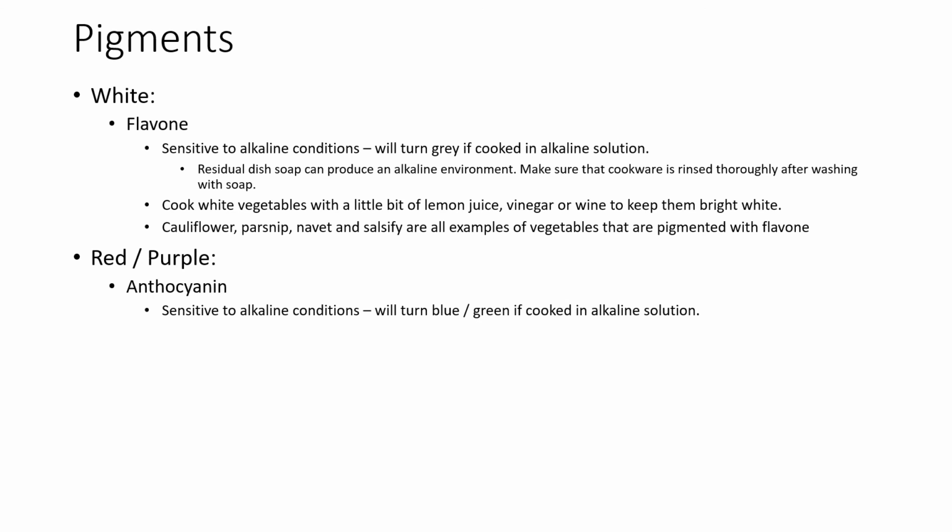And like flavones, anthocyanins, actually they are a flavonoid, but they are sensitive to alkaline conditions. And in fact, you can see some pretty dramatic results. If you cook or soak a vegetable that's colored with the anthocyanin in an alkaline solution, it'll turn this really kind of pretty shade of blue. But that's not what we want. We want these vegetables to stay nice and purple.